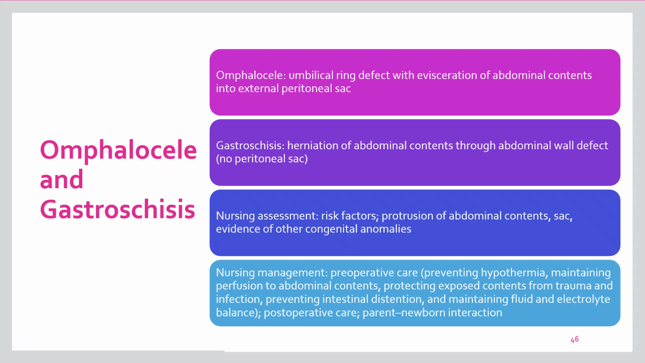Nursing assessment: risk factors, protrusion of abdominal content, sac, evidence of other congenital abnormalities. Sometimes when the baby has one congenital abnormality, they can have another, because sometimes the organs develop at the same time, so that can cause a problem to other organs developing at the same time too. Nursing management here, preoperative care: preventing hypothermia, maintaining perfusion to abdominal contents, because that is like a mucus area. So how do you maintain perfusion? Cover the abdominal contents, and protect exposed contents from trauma.